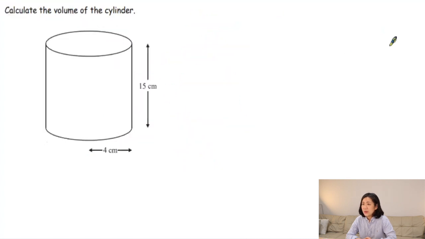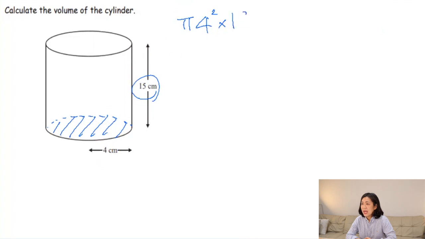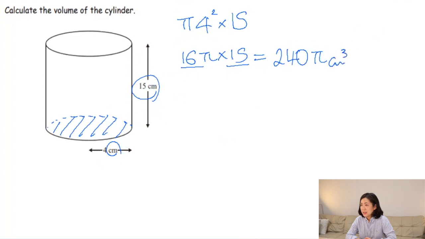Then move on to the next question. We can see the cylinder here. Again, identify the radius and then the height. So we know that pi r squared, with r as 4, so 4 squared times the height, which is 15. All we need to do is just calculate. So 16 pi times 15, then 16 times 15 will be 240 pi. And make sure you've got a unit, cubic centimeter. So this is the answer.